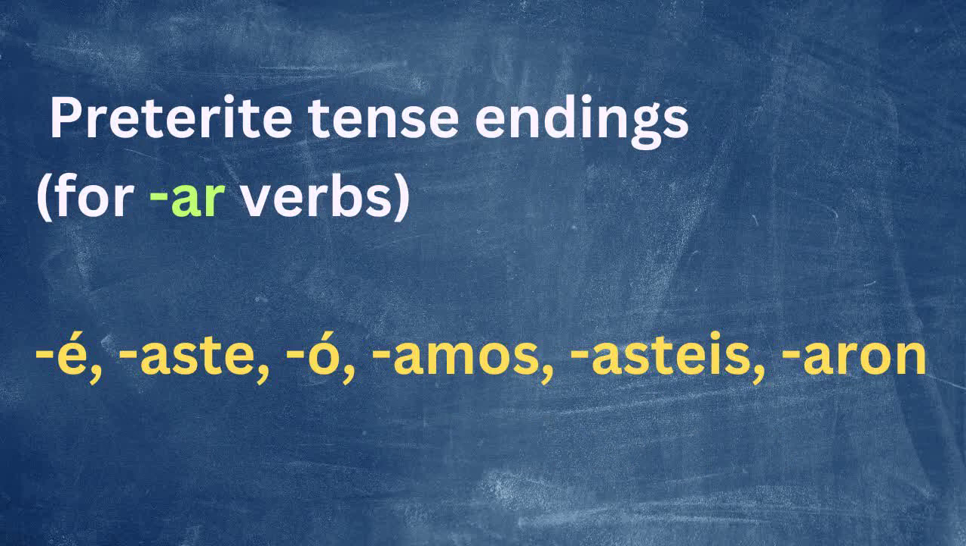To change a regular verb to the preterite tense, you need to remove the endings -ar, -er, -ir from the infinitive form and add the appropriate preterite ending. Here are the preterite endings for the verbs. For -ar verbs, the endings are: é, aste, ó, amos, asteis, aron.